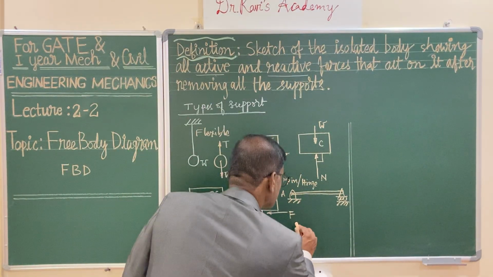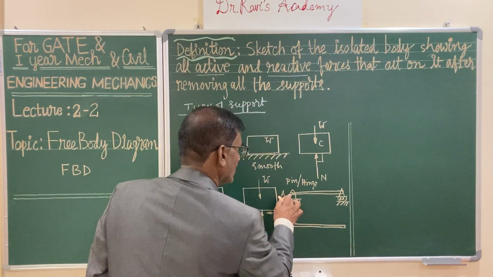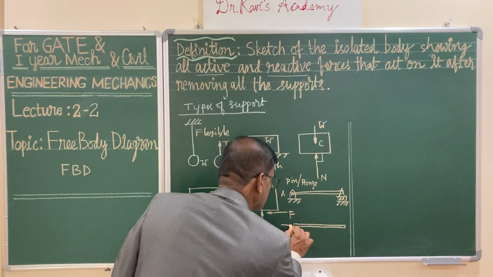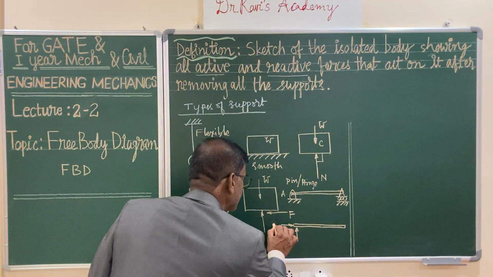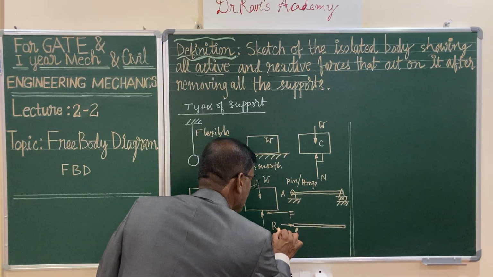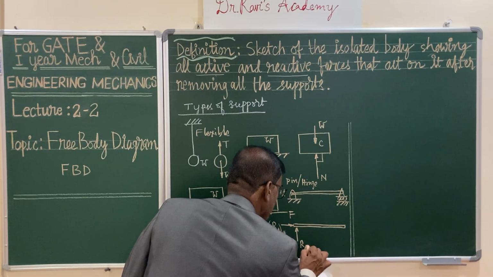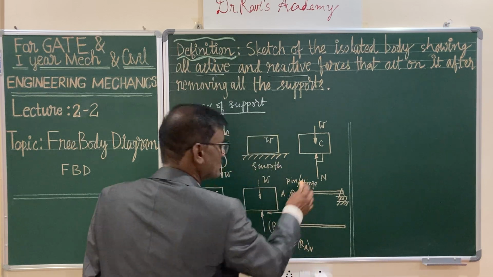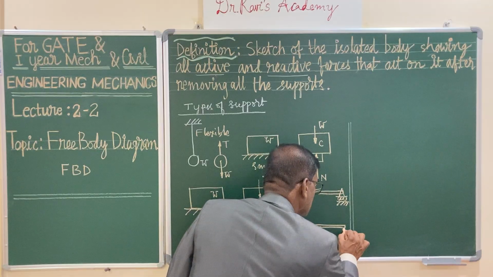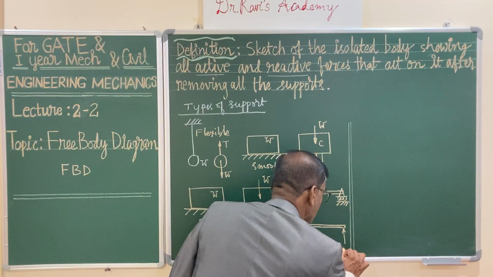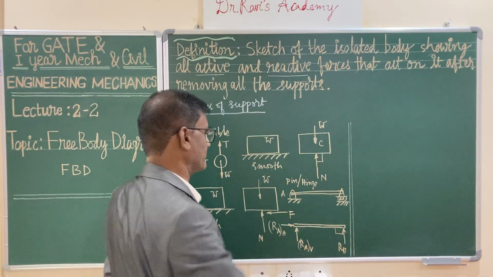So always draw the diagram of the beam as it is, and always the pin or hinge is replaced with one horizontal and one vertical support reaction. I am calling it reaction at A horizontal, reaction at A vertical. A hinge support is always replaced with two support reactions, and a roller support is replaced with a single support, let me call it RB, which is perpendicular to the contact surface.